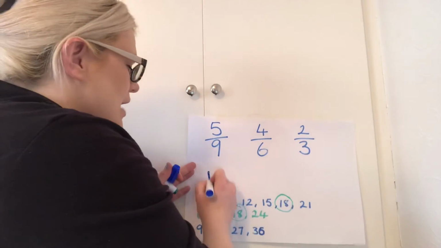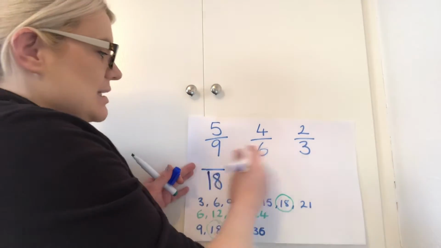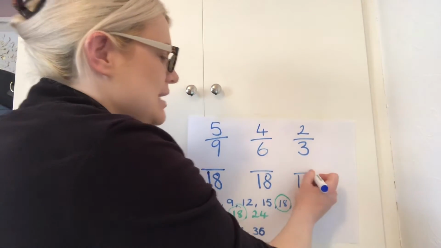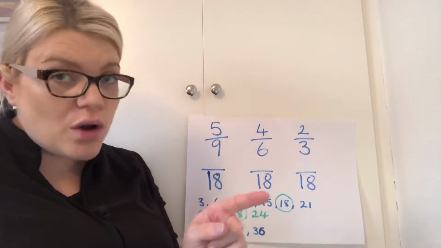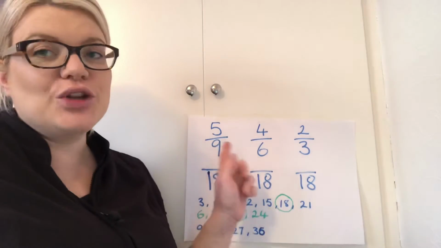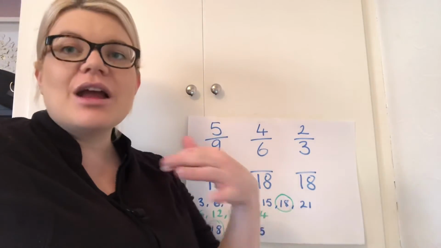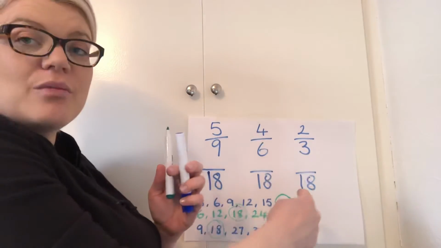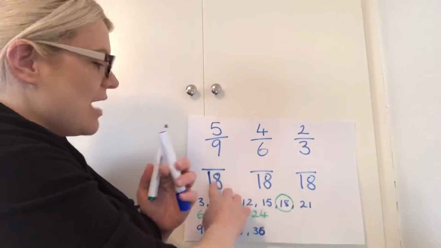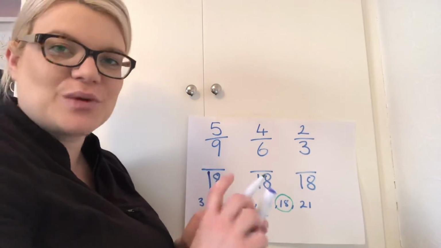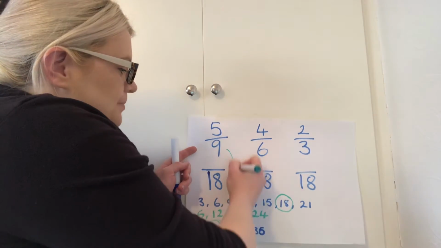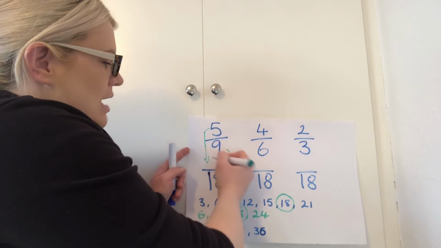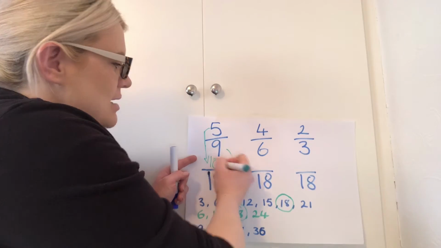Okay, so let's work on that. So we need to change this one to 18ths. I'm going to have to change this one to 18ths, and I'm going to have to change this one to 18ths. So it doesn't always give you the denominator that you need. Sometimes you have to think of a different denominator, just think about it for yourself, okay? So let's carry on with this, and then we can put them in order once we have them converted into 18ths as equivalent fractions. So 9 times 2 is 18. So I must do the same to the numerator. So 5 times 2 is 10.